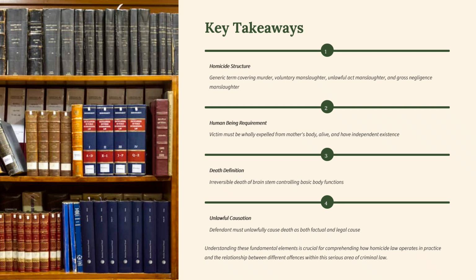So the key takeaways are these. Homicide structure: a generic term covering murder, voluntary manslaughter, unlawful act manslaughter, and gross negligence manslaughter. A human being is required. Victims must be wholly expelled from the mother's body, alive, and have independent existence. There's a definition of death: irreversible death of the brainstem controlling basic bodily functions, and it must be unlawfully caused. The defendant must unlawfully cause death as both factual and legal cause.